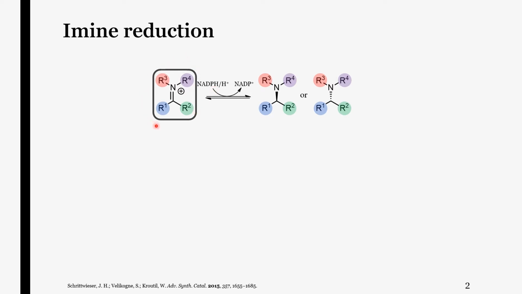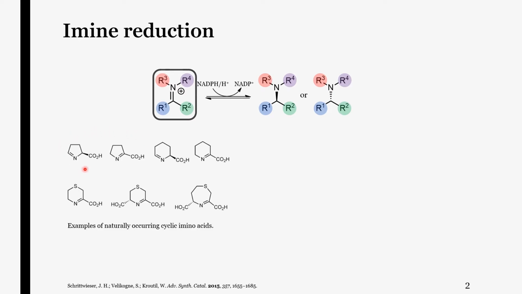The iminium ions are rather unstable in nature because the carbon-nitrogen bonds are rather prone towards hydrolysis, and therefore only cyclic imines or ones with carboxylic residues are naturally occurring. Here, the iminium ions can be stabilized by intramolecular hydrogen bonds by this carboxylic acid group, for example.